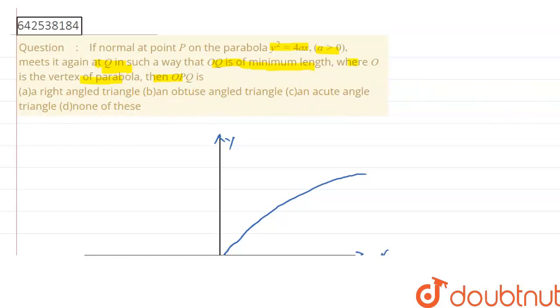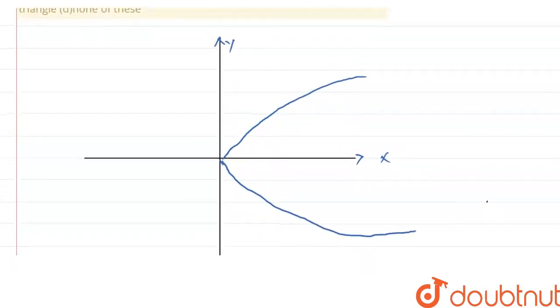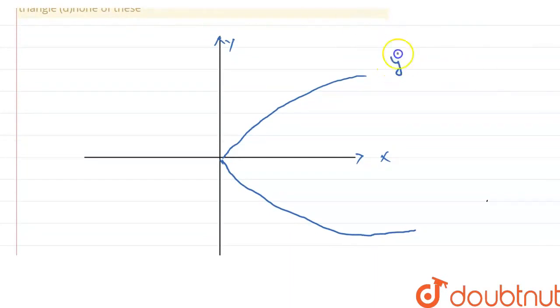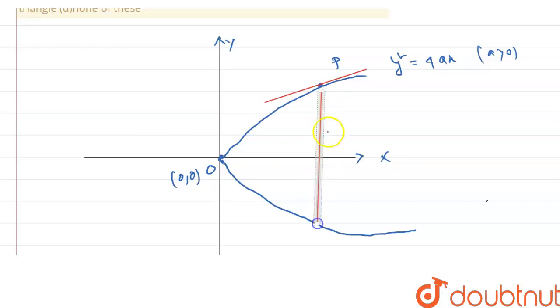At first, to find the answer, we draw a diagram of a parabola whose equation is y squared equals 4ax. Because a is greater than 0, the axis of the parabola is the x-axis, and the vertex is the origin, O. Also, we take a point P, draw the tangent at that point, and also the normal at that point, which cuts the parabola at the point Q.